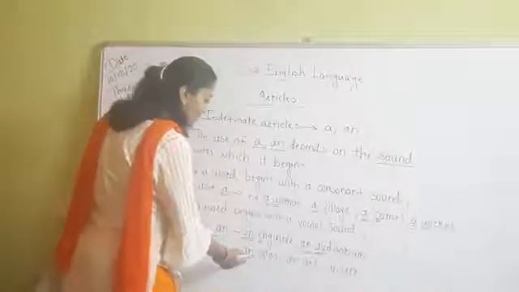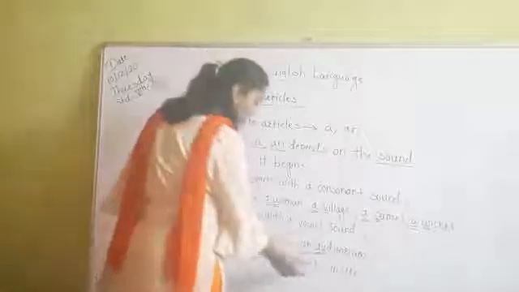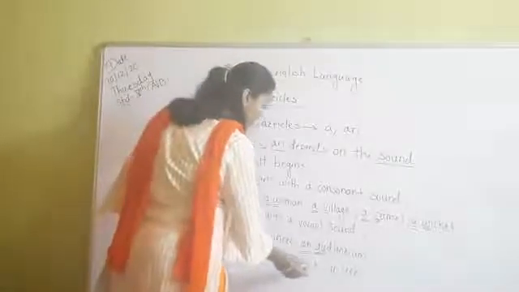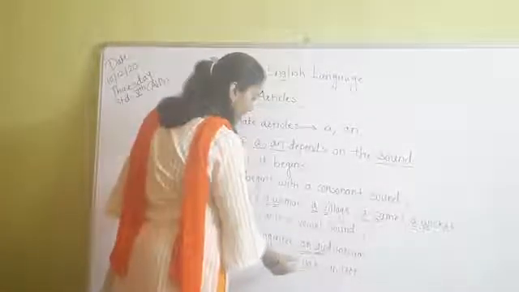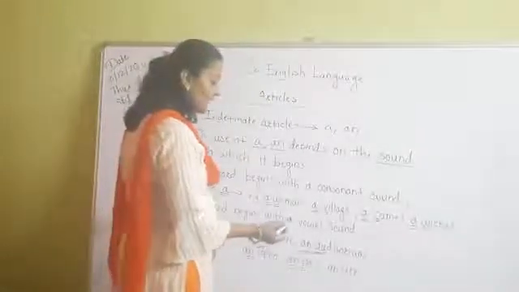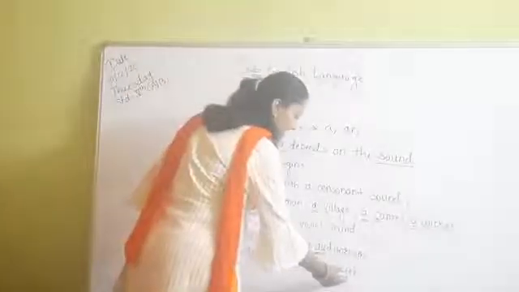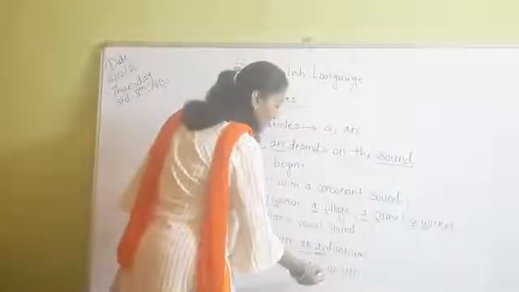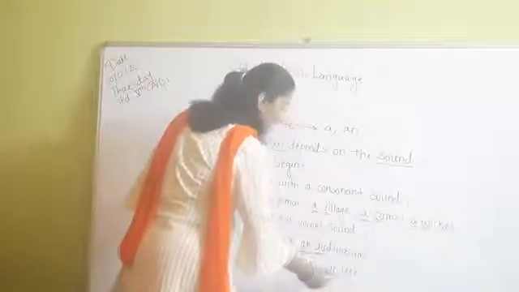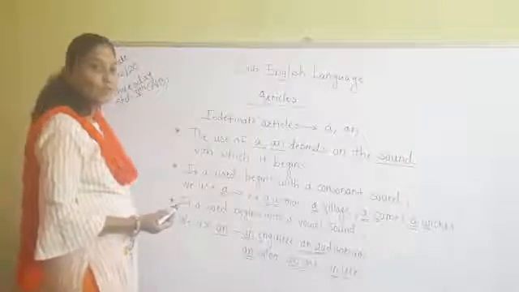Then igloo. So we are using here an. Oak. Spelling starts with O sound. So we are saying an igloo. Urn. That is starting with vowel sound. So we are using here an urn. Okay. So have you understood up to now?